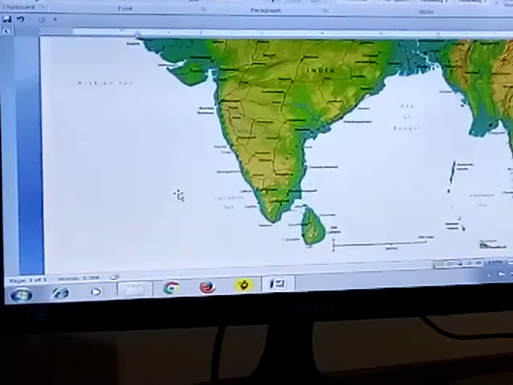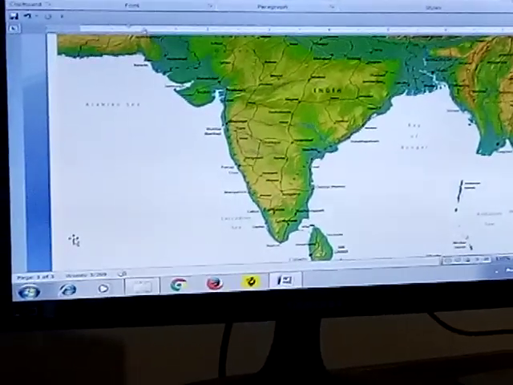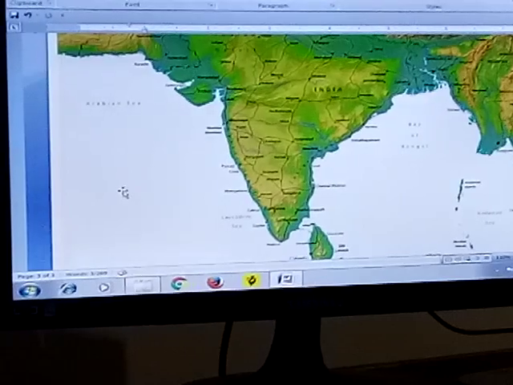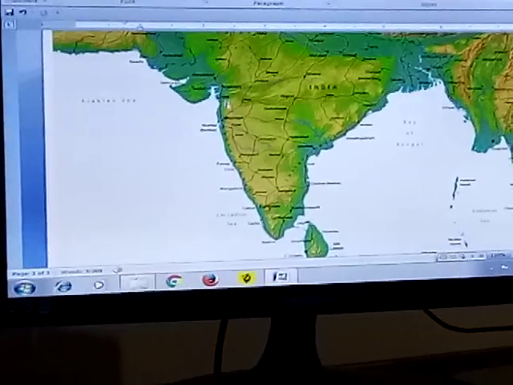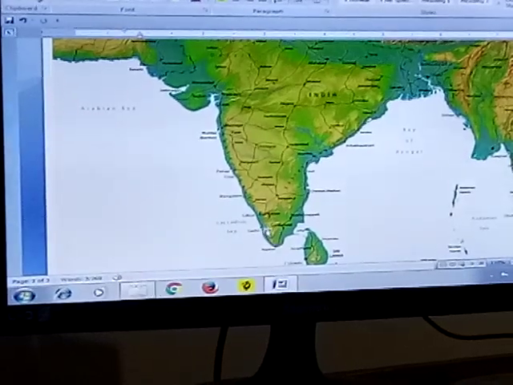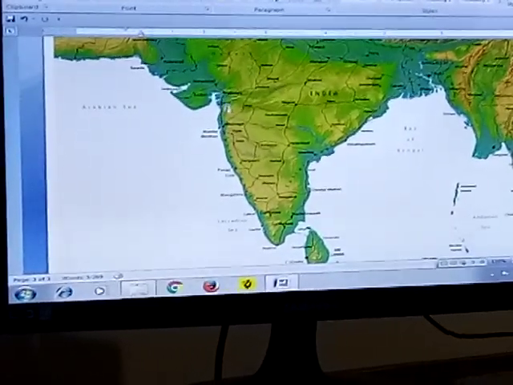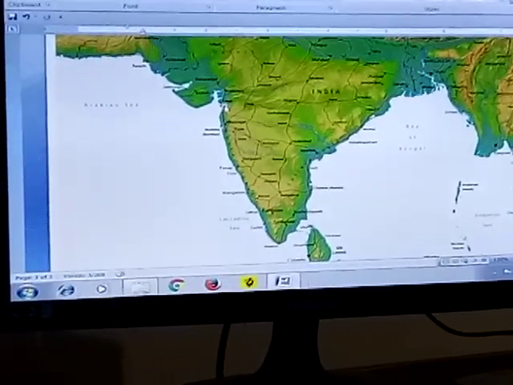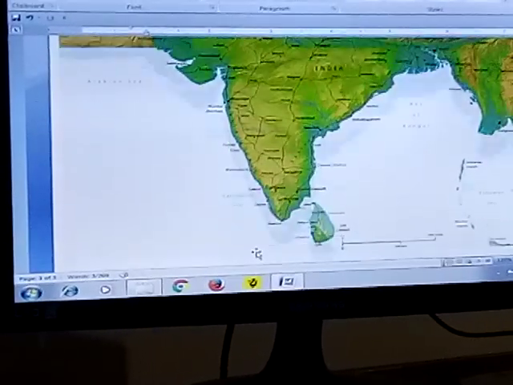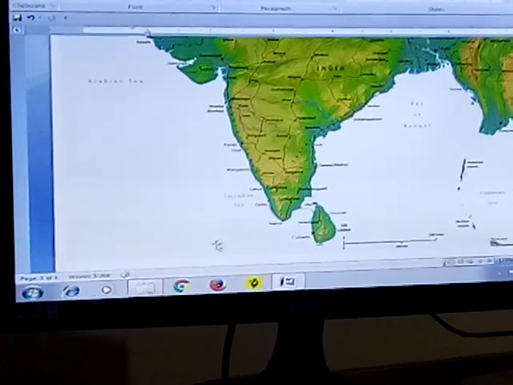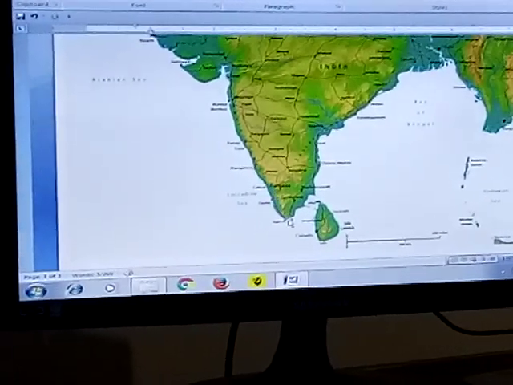The southwest monsoon, when it is from the Arabian Sea, called the Arabian Sea branch, what happens? It comes and hits the Western Ghat. So the westernmost part of the Western Ghat, on the windward side, will get quite high rainfall. Remember, the southwest monsoon first comes and hits the state called Kerala.